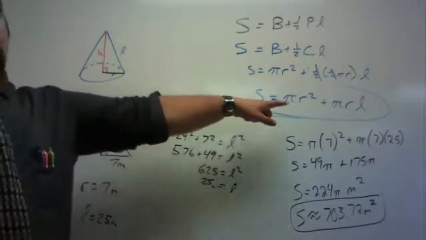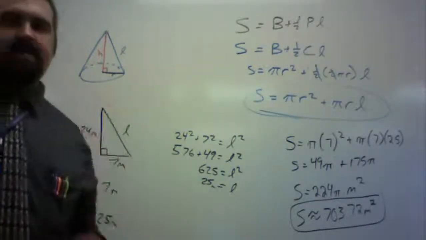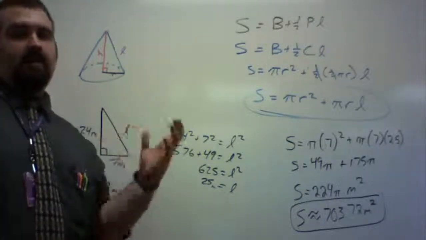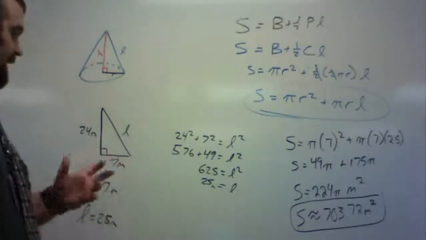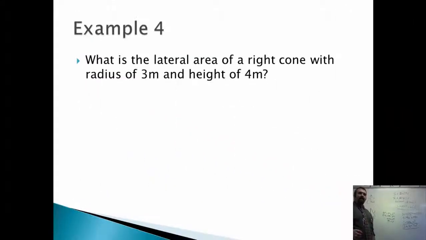So I think surface area of a cone is a little bit nicer to us because this equation only requires me to know R and L. I don't have to separately calculate the base area or the circumference and plug it into the equation. I can just find R, I can just find L, plug it in and solve. Now, what if they ask me a little bit of a tougher question? What is the lateral area of a right cone with radius of 3 meters and height of 4 meters?